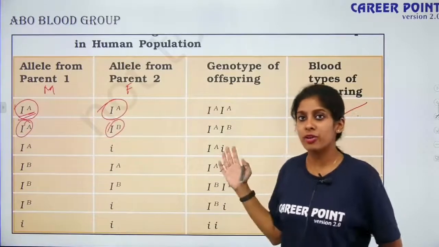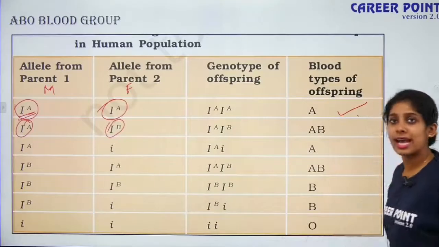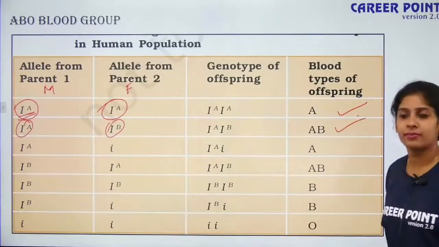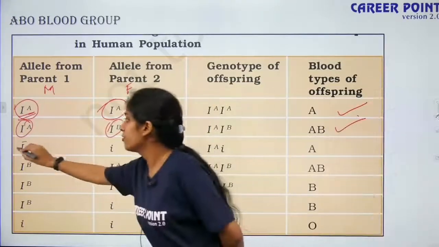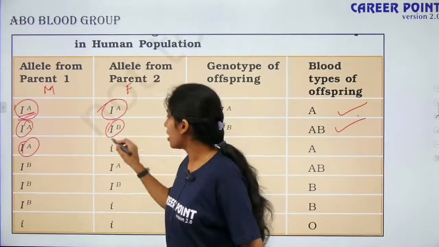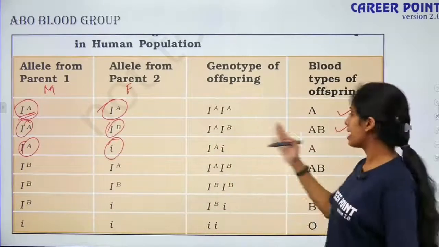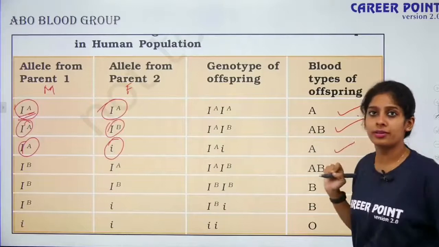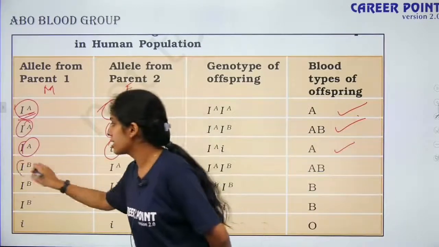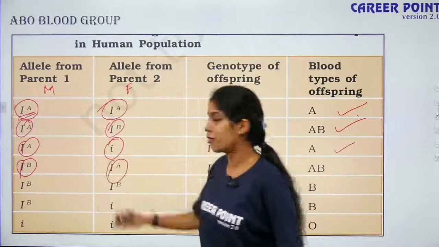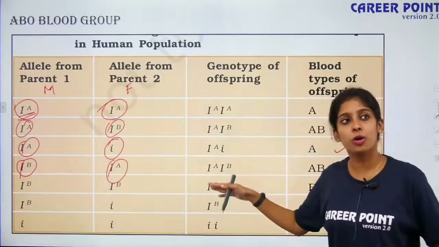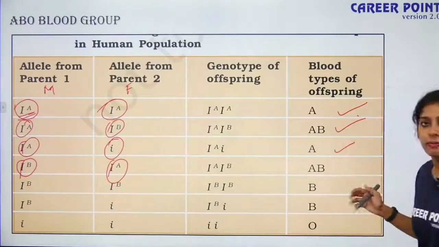Anyway, this is also heterozygous dominant, so both are dominant, IA, IB, so you become AB. Now, your mother gives you IA and your father gives you a recessive gene, which means IA is dominant, so you will get A group. Now, IB is given by your mother, IA by your father. So it is IA, IB, so both are dominant, so again you have AB group.